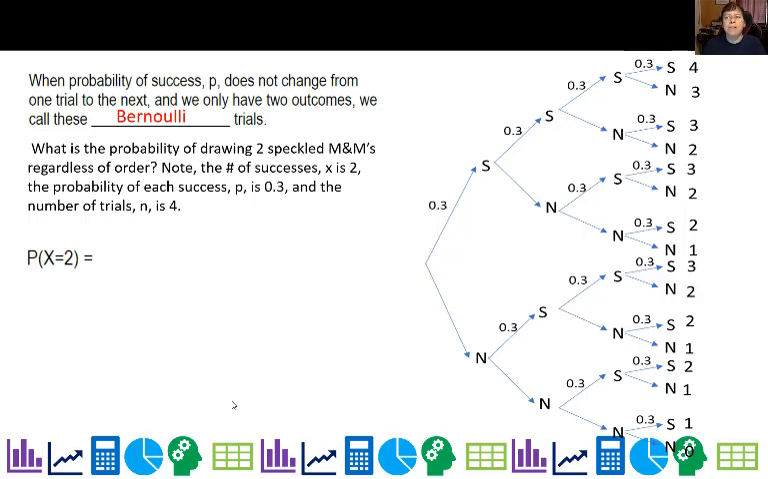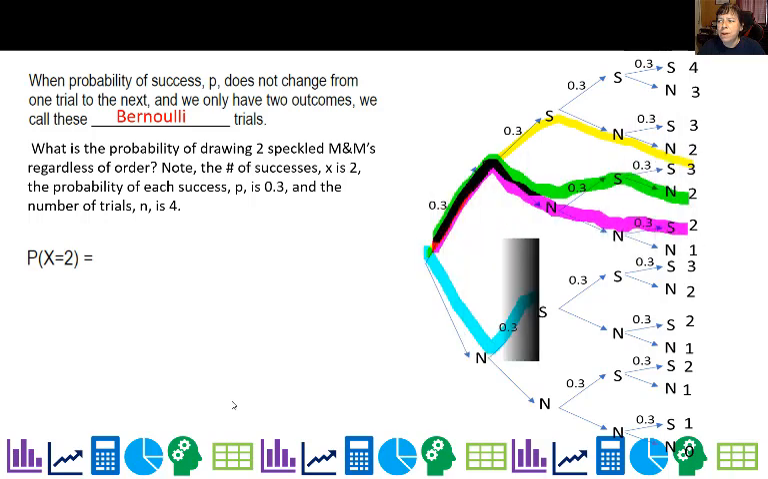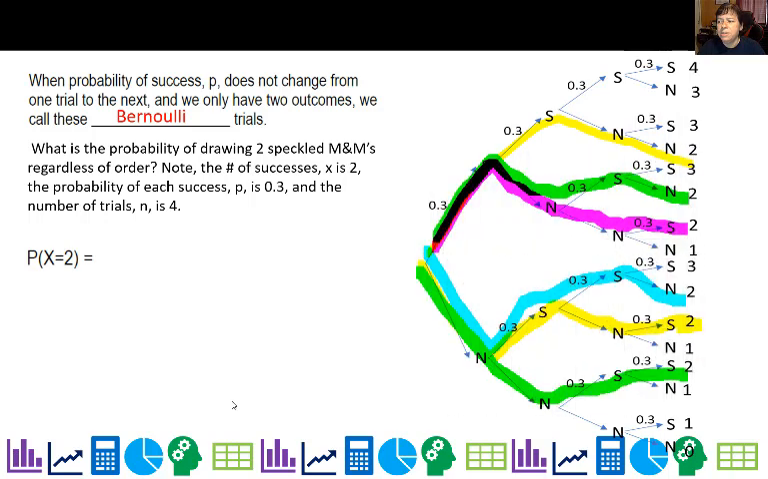So what is the probability of drawing 2 speckled M&Ms regardless of order? Note the number of successes, X, is 2. The probability of each success, p, is 0.3. And the number of trials, n, is 4. All right. Well, what I could do, because I have my tree diagram here, is I could just go through and highlight all of them, right? Say everyone with 2 successes, and there are 6 outcomes. So I can just go 6 times 0.3 squared times 0.7 squared, which gives me 0.264.